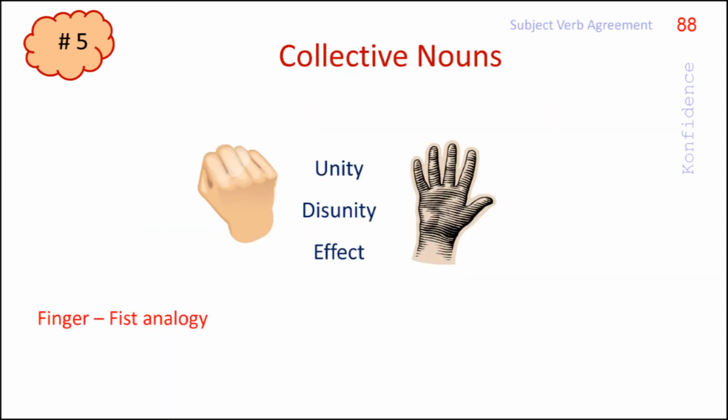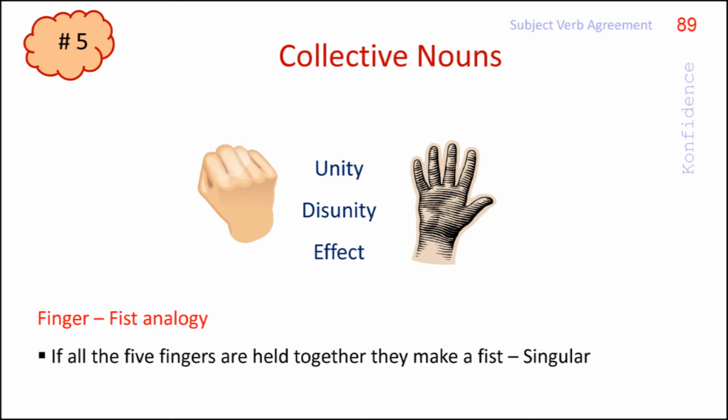Now let us look into the unity, disunity effect on certain collective nouns. When we talk about groups, a team, a class, etc., we normally treat them as singular. But there are certain cases where we use a plural verb in the case of a group. It would be good to look at the finger fist analogy in these cases. Fingers form a fist. If all the 5 fingers are held together, they make a fist. Then it needs to be treated as singular.